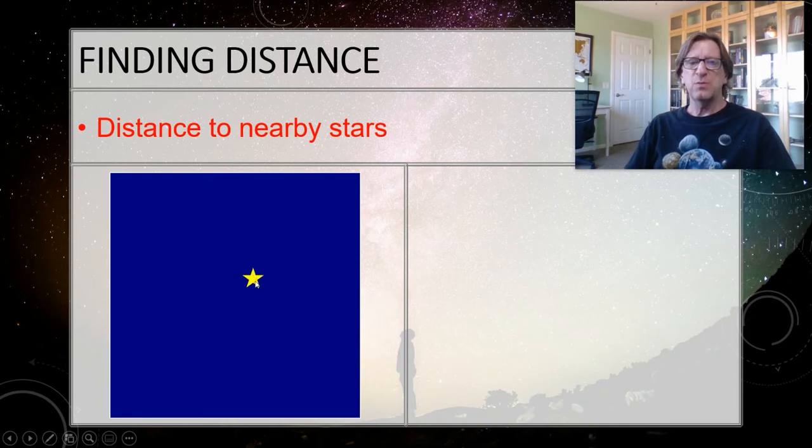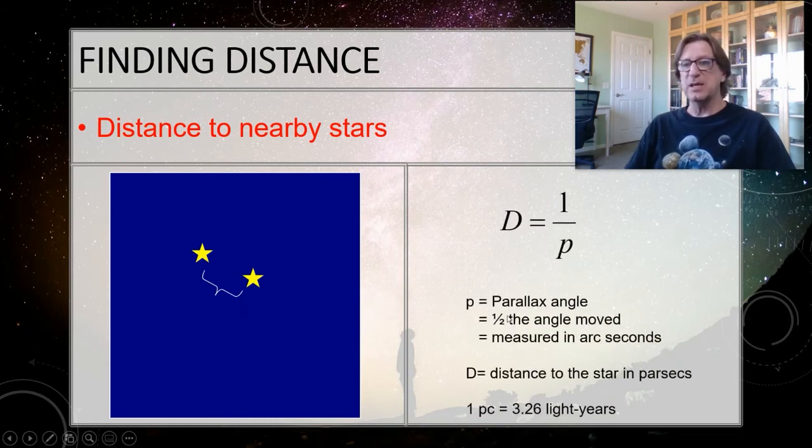So we would have a picture here, and then the star would shift. So that amount right there, that's the parallax shift. That's what you saw in the picture that you made for the worksheet. Half of that angle is going to be the parallax angle. So P is the parallax angle, which is half of that shift. As we pointed out, it's measured in arc seconds.